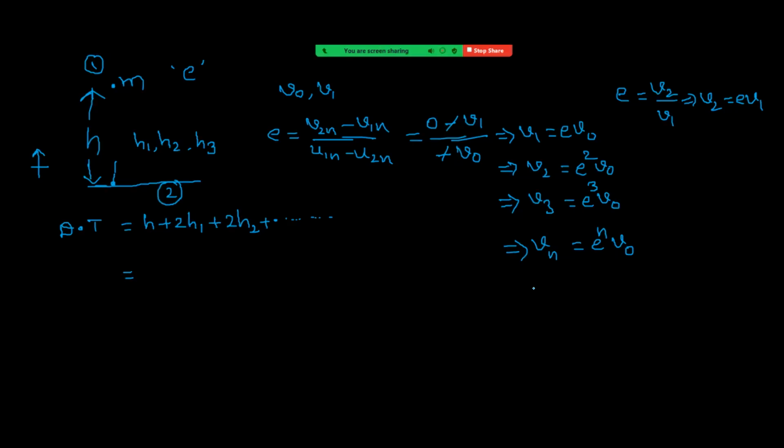Okay, right. And we know velocity equals root of 2gh. So writing here root of 2g h_n, the height after the nth collision, that is equal to e power n into v naught, that is now root of 2gh. Okay. See from this what we get. h_n is equal to e power 2n into h. Okay. Now use that relation here. h plus.